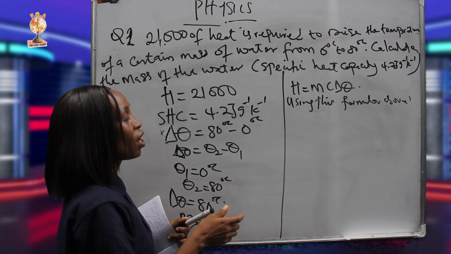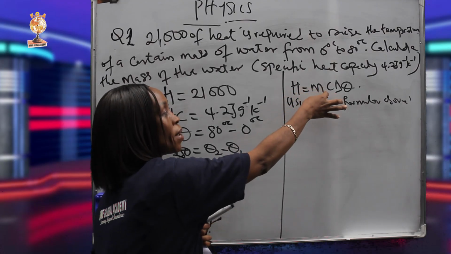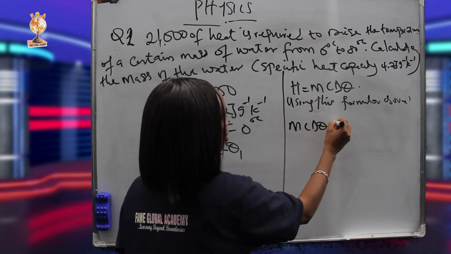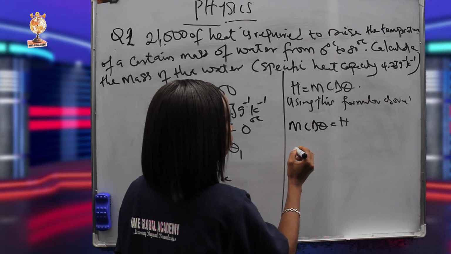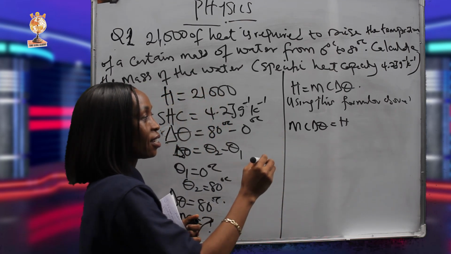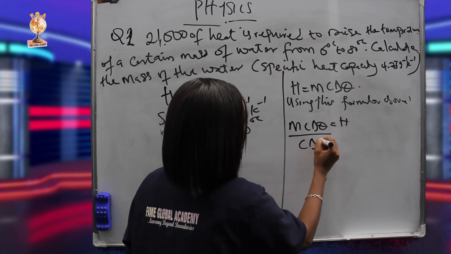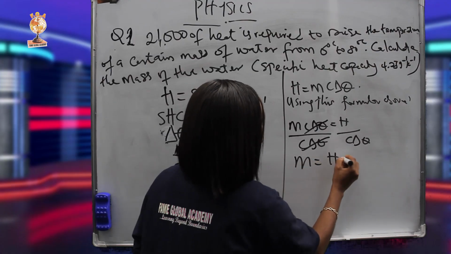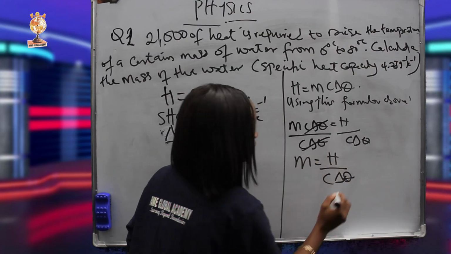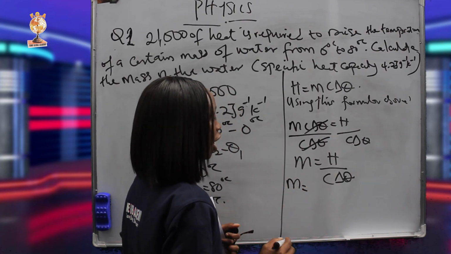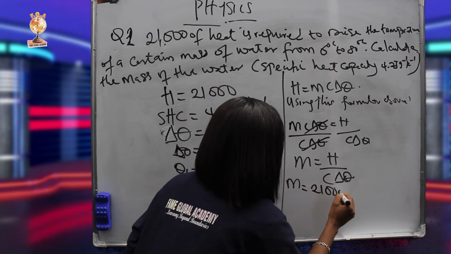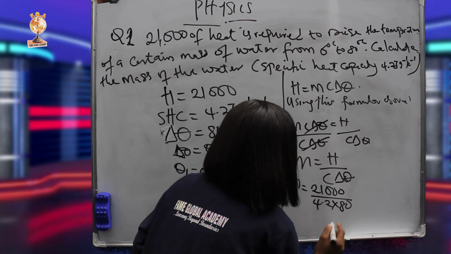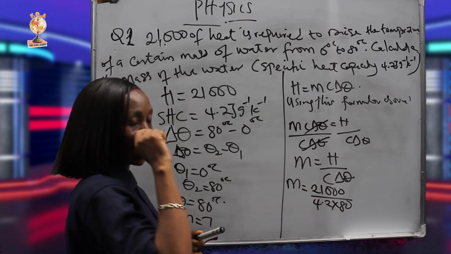Now, what do I do now? Either I put my parameters into this, or I make M immediately the subject of the formula. So I have mc delta T is equal to H, the same thing. If I divide both sides by c delta T, this goes, and I have M is equal to H over c delta theta. M is what I'm looking for. H is 21,000 all over 4.2, which is the specific heat capacity of water, times 80. 80 is the change in temperature.